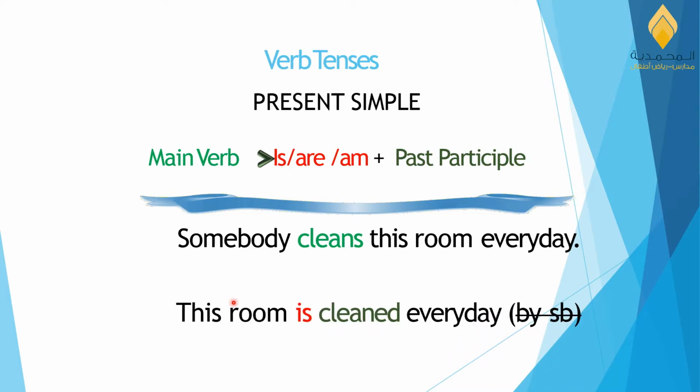Okay, you can take out the part by somebody because we don't know who it is, so that's why we don't need it. So we started with this room. After that, we left the space for us to fill it with the verb to be. Afterwards, we took the main verb of the main sentence and changed it into verb 3.